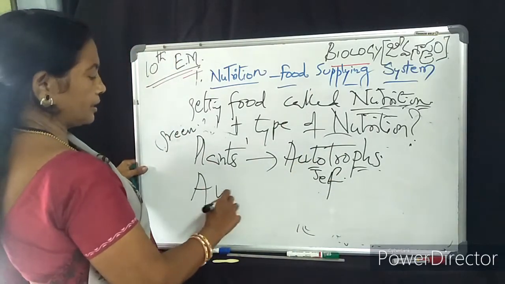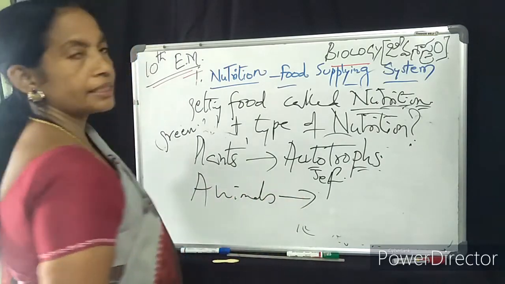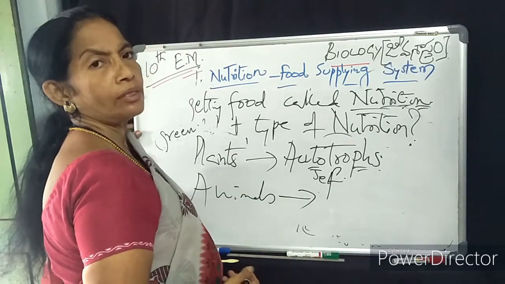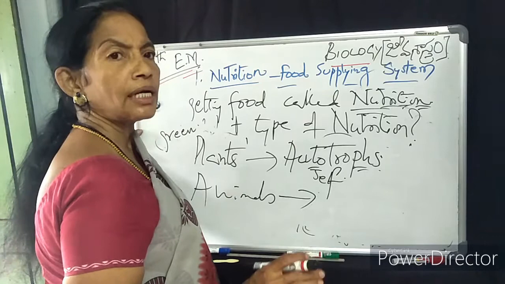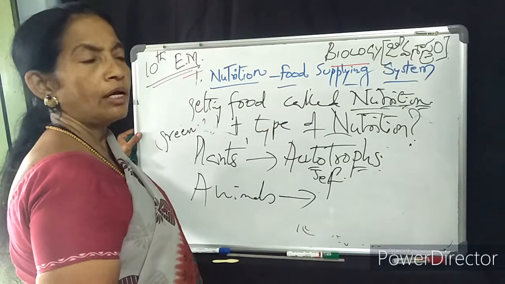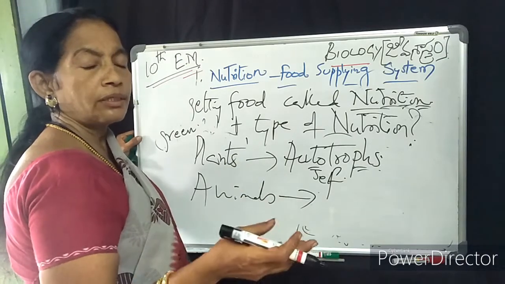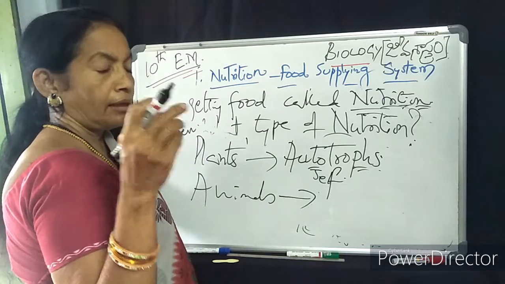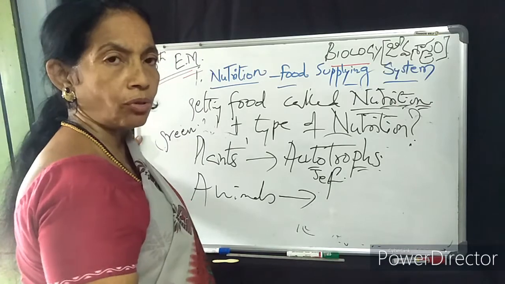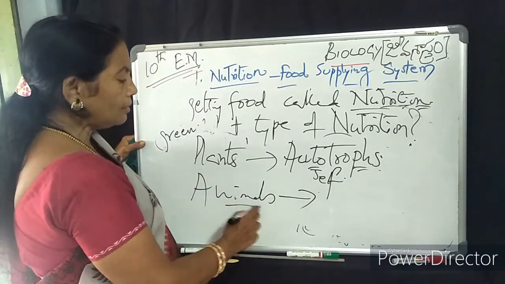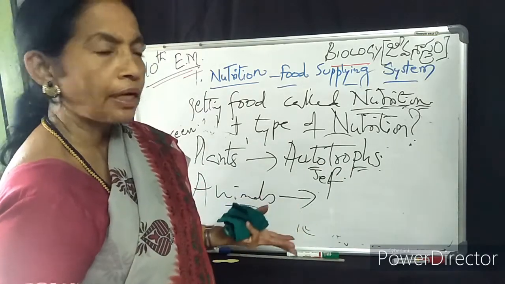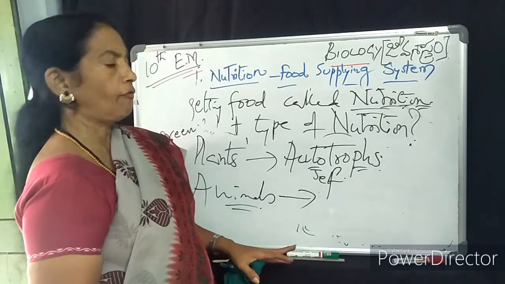And what about animals? How do animals get food? Are we animals? Yes, we belong to animals only. We are not plants. We have no green chlorophyll in our bodies, or in any animal's body. If we see flies, mosquitoes, dogs, cats, monkeys, and human beings, do we have any green color in our bodies? No, not at all. So in animals, there is no scope for autotrophic nutrition. We won't prepare our food in our body itself.